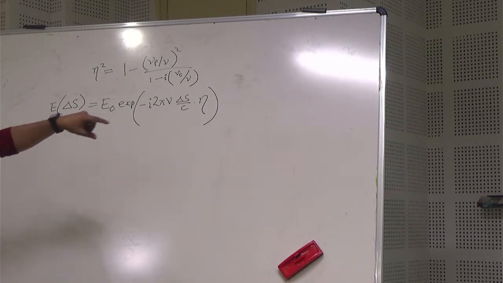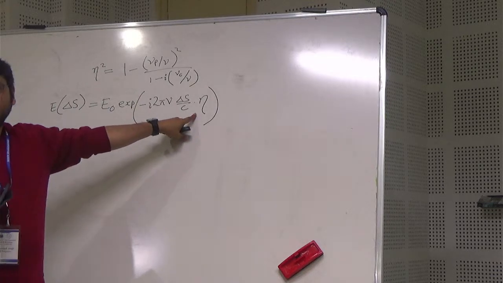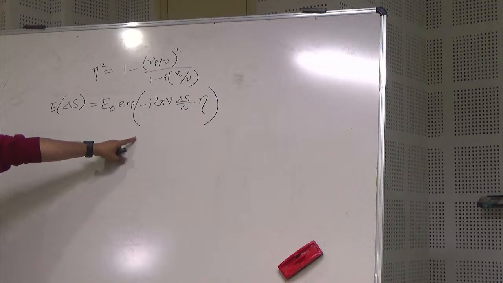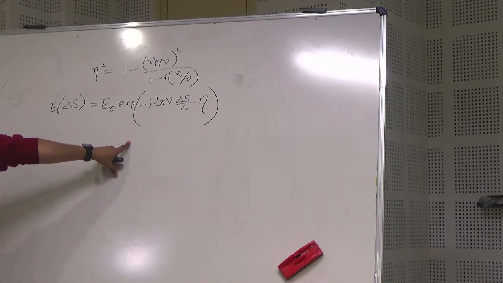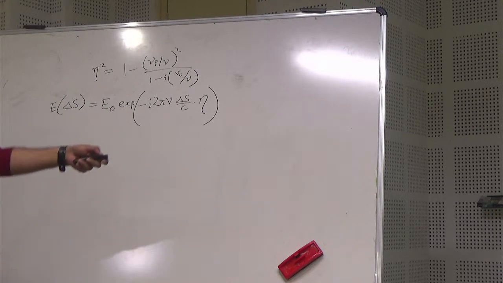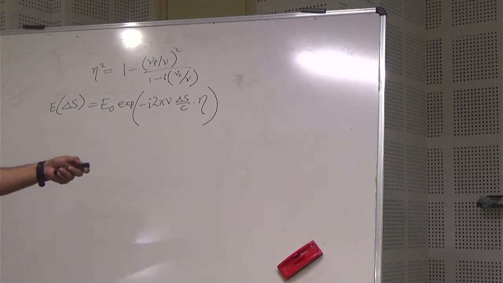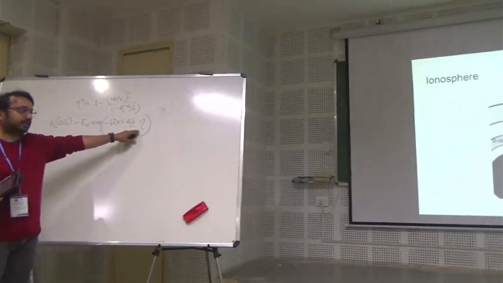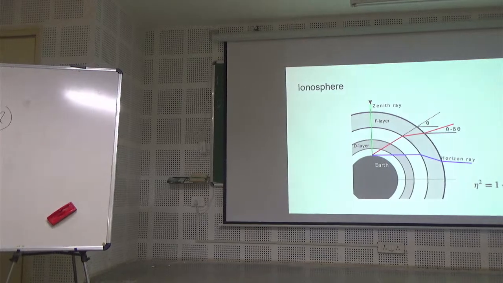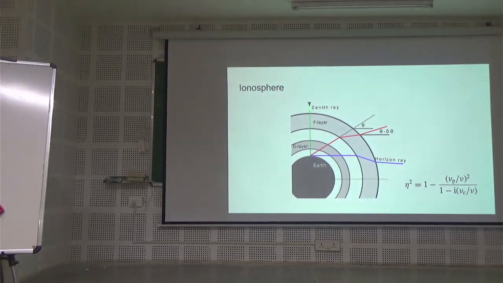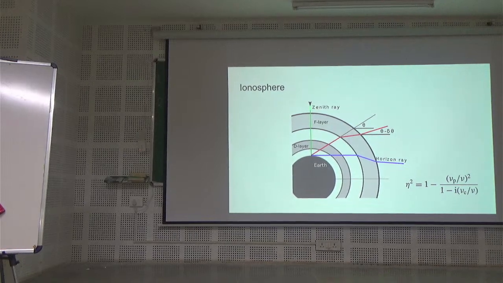The other way, if it is real or mostly real, then it's not a lossy medium, but a refractive medium. It adds additional phase to your incoming signal. So these two regimes are very much in use. The F layer is mostly a refractive medium, because it is a predominantly real quantity. Because it is less dense, your collision frequency is very small, so you can completely ignore the imaginary component.